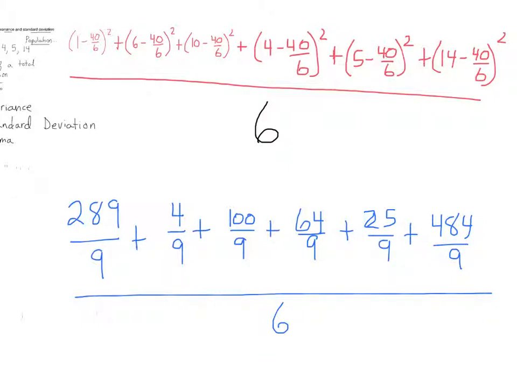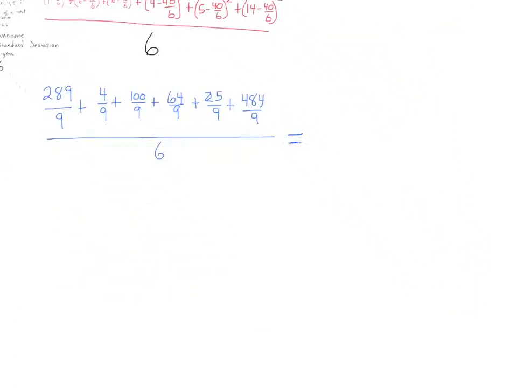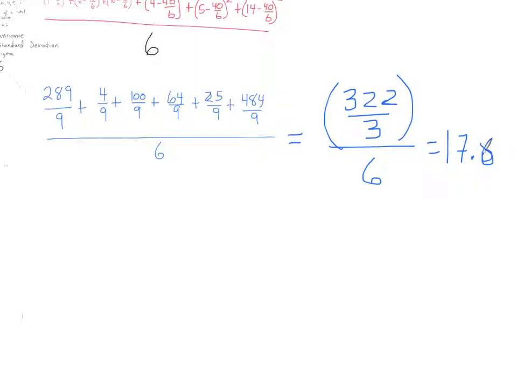When I put those fractions in the calculator, I need to put them in parentheses. When I add all of these top fractions, what I get is 322 over 3, and I'm dividing that all by 6. So in my calculator I type in parentheses 322 over 3, close the parentheses, and divide by 6. And I get 17.8 repeating. If I press math enter, that's the same thing as 161 over 9.